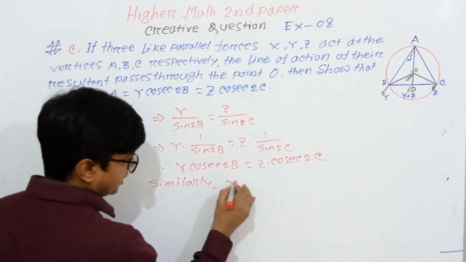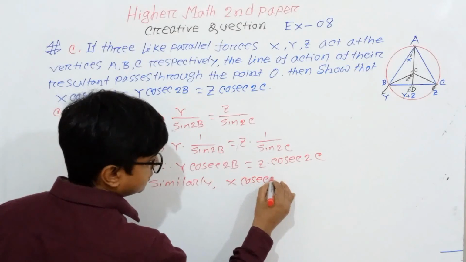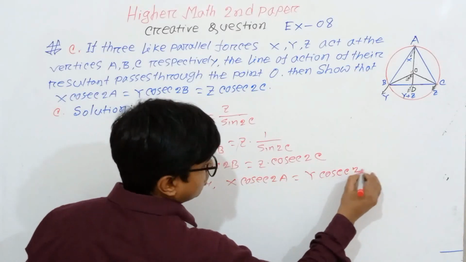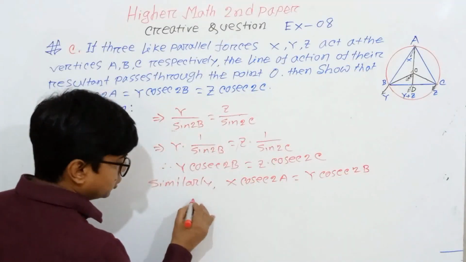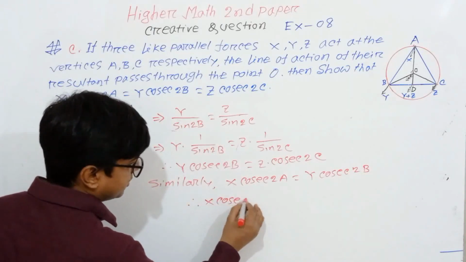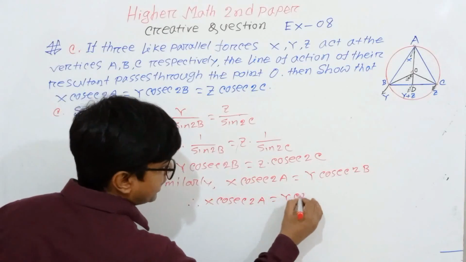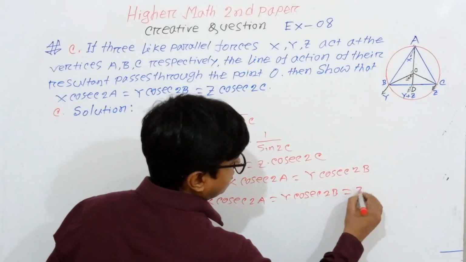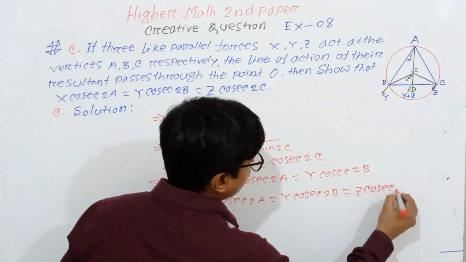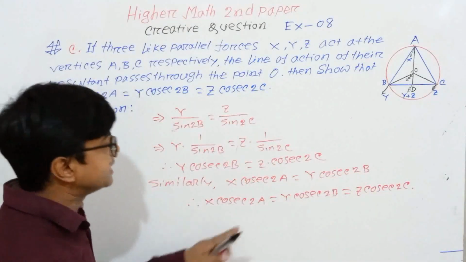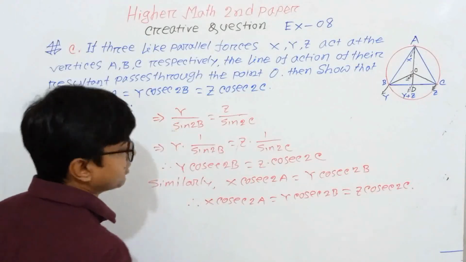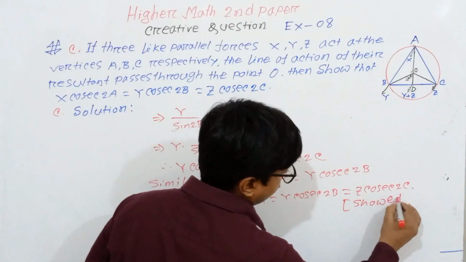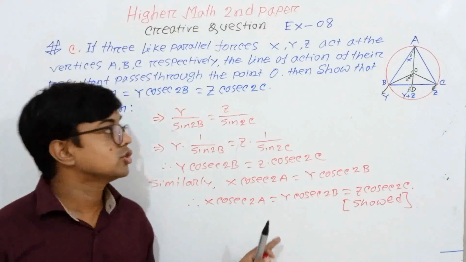And after this line we can write similarly X cosec 2A equals to Y cosec 2B, and so we can write X cosec 2A equals to Y cosec 2B equals to Z cosec 2C, and this is the required solution of question number C. So we can write here, shown. This is the required solution of question number C.